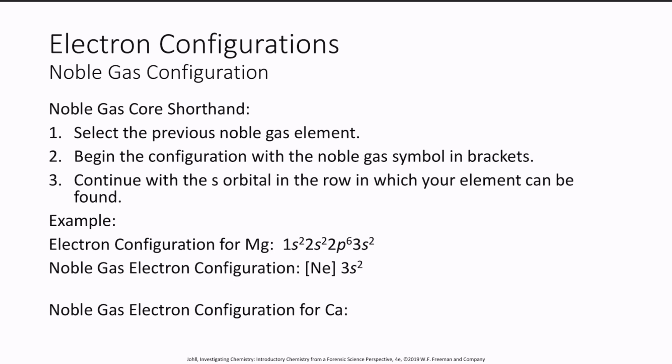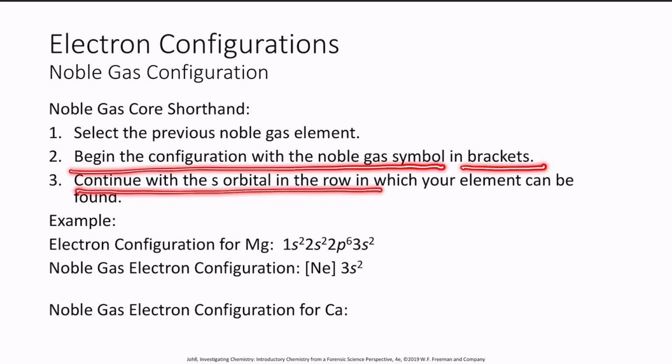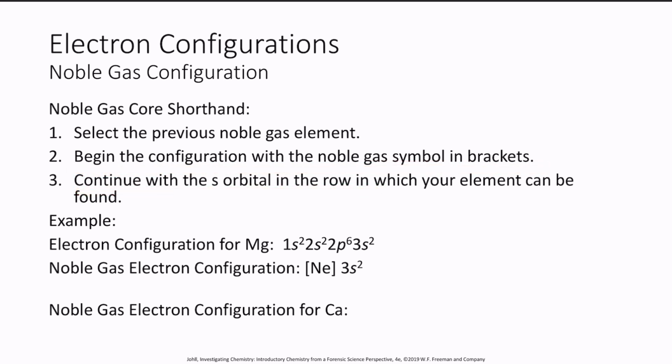So when you're trying to use the noble gas for shorthand, you want to select the previous noble gas, and that will stand for all of the electrons in the core of the atom. You want to begin the configuration with the noble gas symbol, and it's always listed in brackets. And then continue with the s orbital in the row in which your element can be found. So everybody find magnesium on their periodic table.